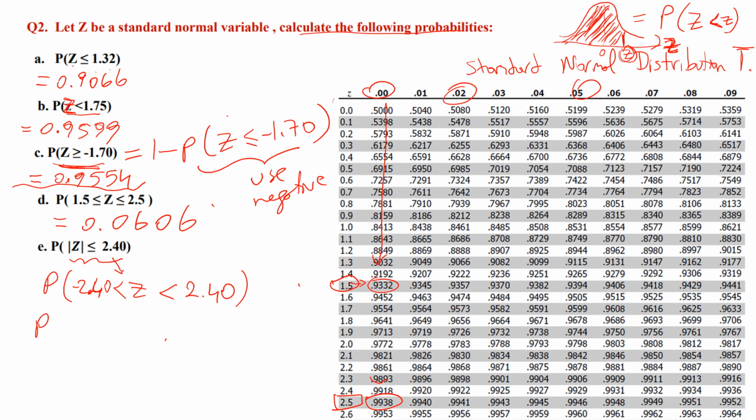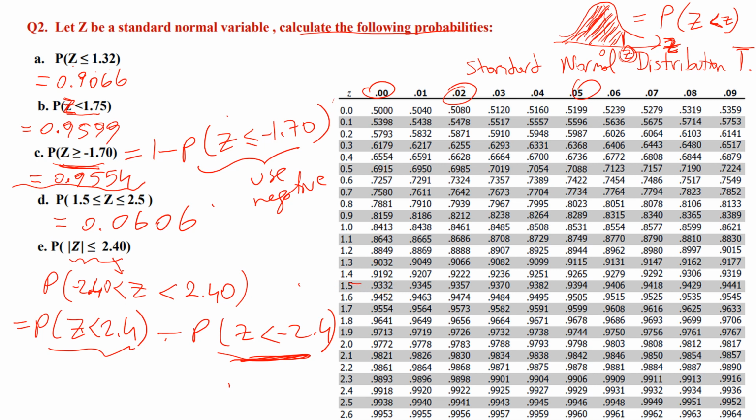You can write it this way. So this will be equal to the probability z less than 2.4 minus the probability z less than negative 2.4. So we have to find this one. We can use the negative table here. We have the positives here. We can find it.